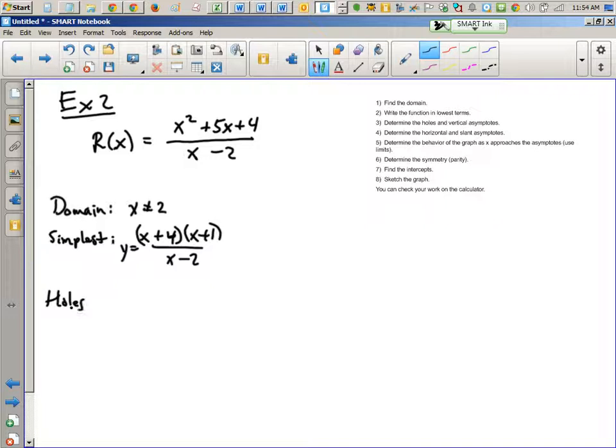Determine the holes and the VAs. Holes are points that reduce out, but I don't see anything that cancels, so no holes. Vertical asymptotes are x values that remain in the denominator after reducing. Nothing reduced, so I guess x equals 2 is our vertical asymptote.